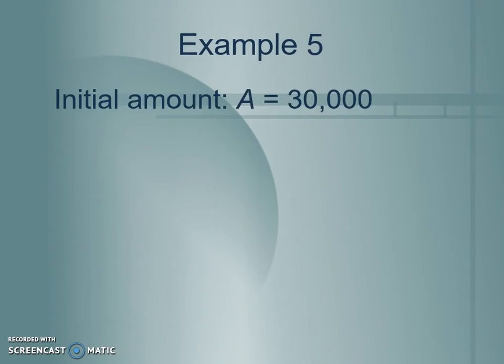So let's say example 5. There's an automobile that's sold for $30,000 and depreciates at about 12% each year. Write an exponential function modeling the value of the car. Determine the value to the nearest $100 of the car after 5, 10, and 15 years, and find the loss of value of the car during its first 5 years, its second 5 years, and its third 5 years. So let's just take this one bit at a time.